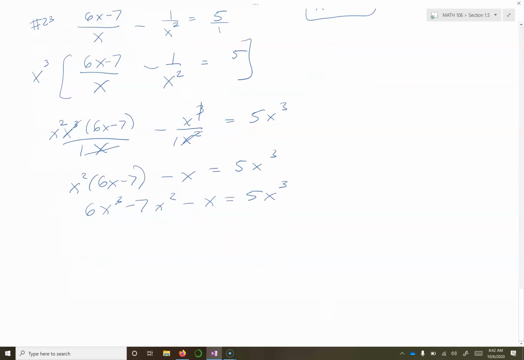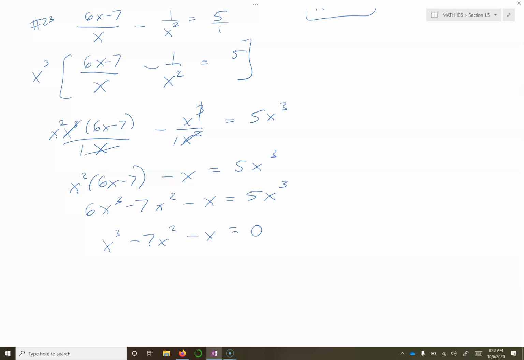So I'm going to take that 5x cubed and bring it over to the left-hand side. So it's 6x cubed minus 5x cubed, so I have x cubed minus 7x squared minus x equals 0. All right, so I'm going to want to solve this. Now, what's your first step here? Every time you see an equation, a polynomial, what do you want to look for first?